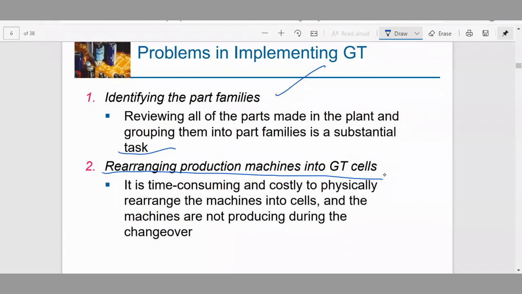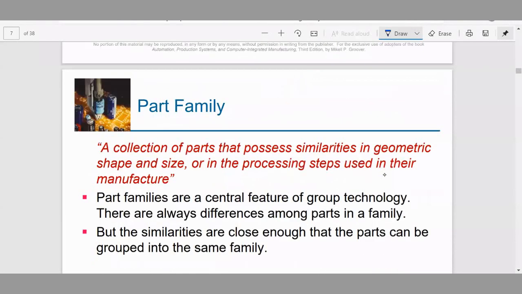Anyhow, if there is some feasibility report given, and you are assuring the project managers, the industrial managers, that we can improve your cycle time, we can reduce the inventory holding cost and changeover downtime, then maybe he will be convinced, and he will allow you to rearrange the production machines into the group technology cell.